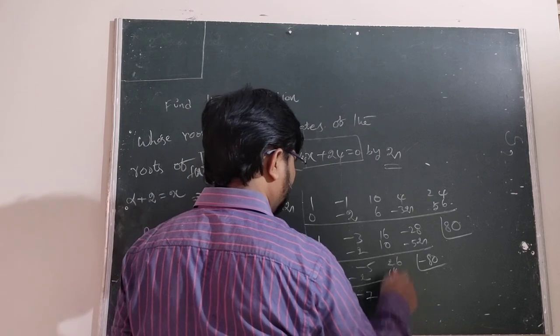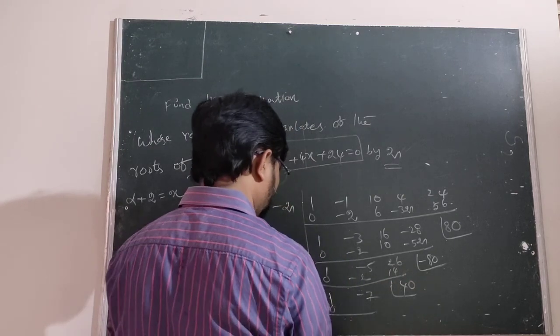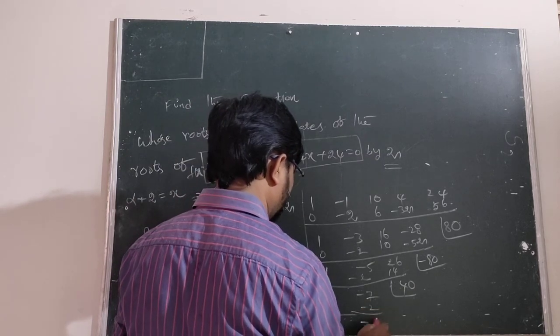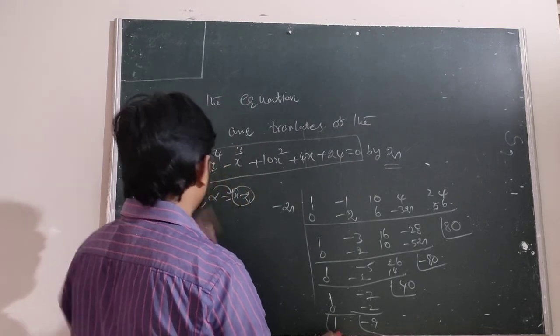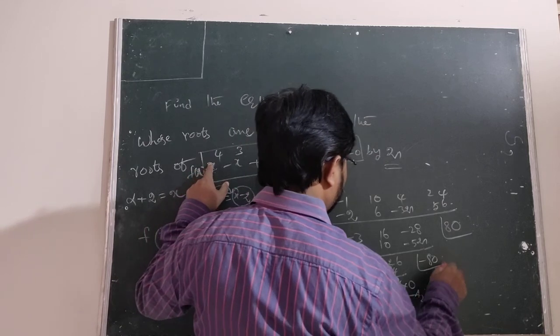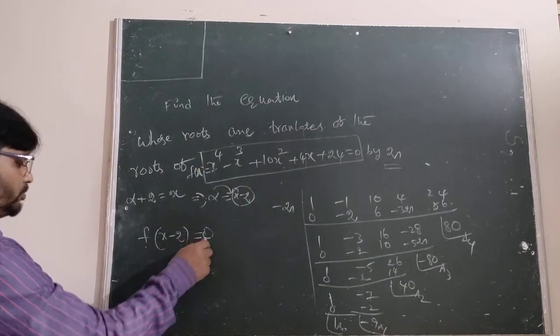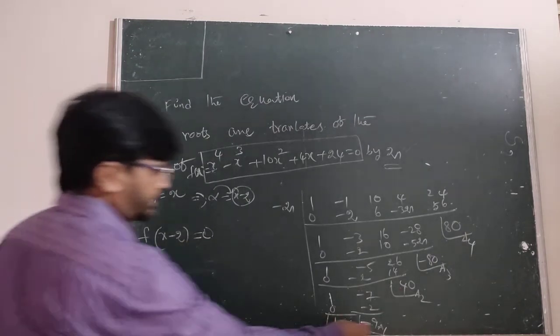Now the total is 40. Now we take 0. Now this is 1. Now we write minus 2. This is minus 9. Therefore, again you take 0. This is A0. This is A1. This is A2. This is A3. This is A4.